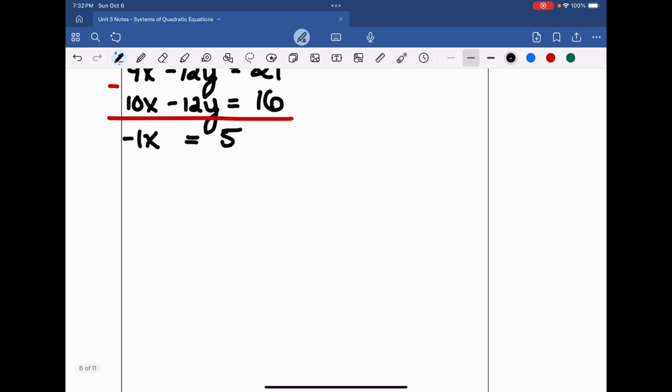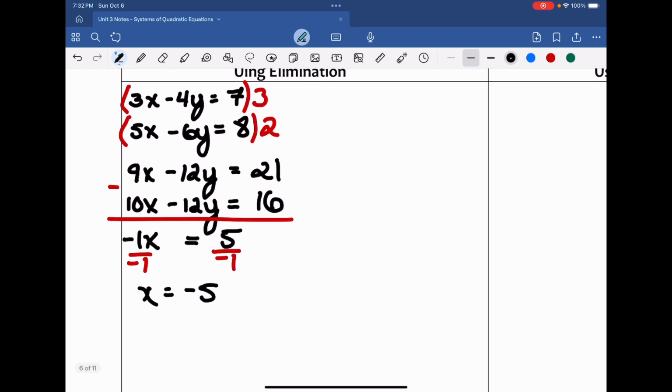Now, from here, we can divide both sides by the -1 because we want to get rid of the -1 in front of the x, or the negative. This is going to give us x is equal to -5. And so now we have our solution in terms of the x value, but this is only halfway. In Math 10C, we would have called this half a solution. We need the y value.